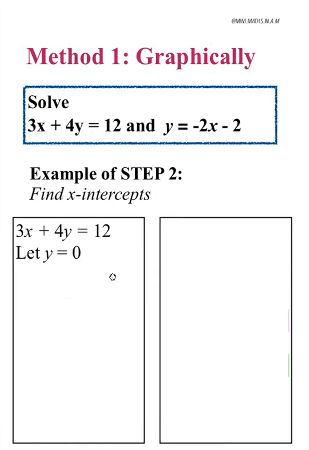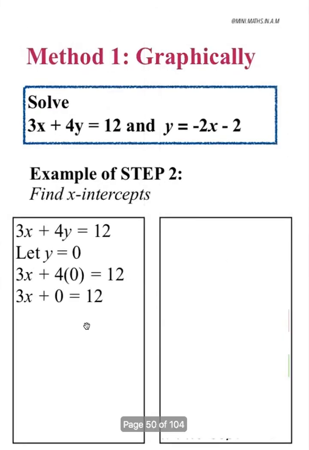So we're going to replace the y here with a 0, as said. So we've got 3x plus 4 times 0, and putting brackets or times both mean the same thing, equals 12. Now we tidy it up. So 4 times 0 is 0, because anything times 0 is 0. So 3x plus 0 is just 3x, because adding 0 to something doesn't change its value. So we have 3x equals 12.